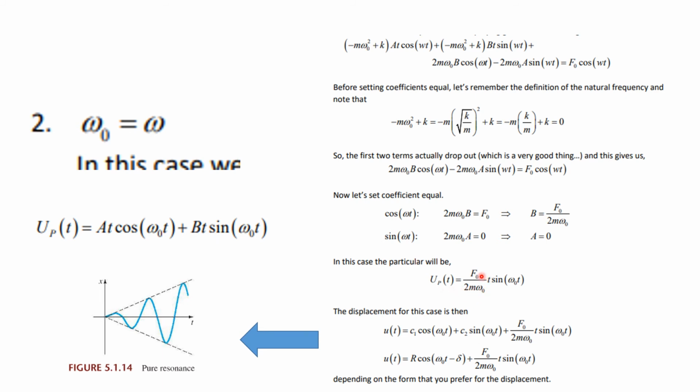It is f0 over 2m omega 0, times t sine omega 0 t. So when we put the solution together, u of t is the complementary solution plus the particular solution, and we could change this into the form r cosine of omega 0 t minus delta, the phase shift, plus this. And so we have an equation that looks like this.